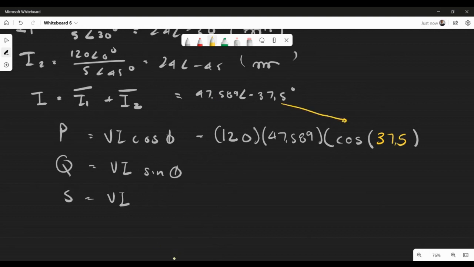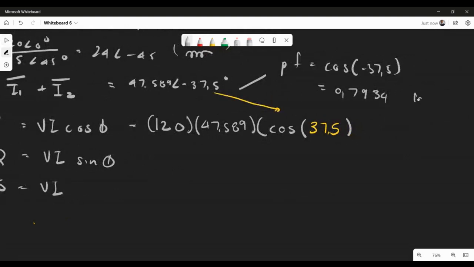So never forget what the power factor is. They did ask for the power factor before I jumped the gun here. Our power factor is equal to cos of negative 37.5. Obviously, you can do that. That's a quick one, and it's 2 marks. You get 0.7934, and this will be lagging because the angle is negative.